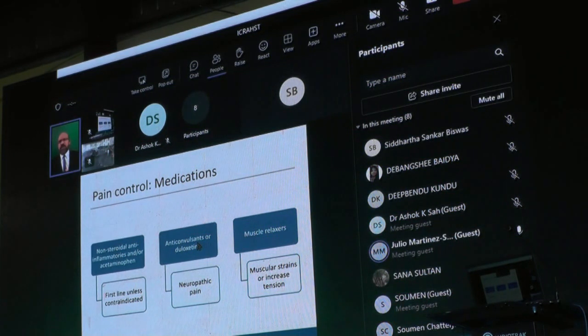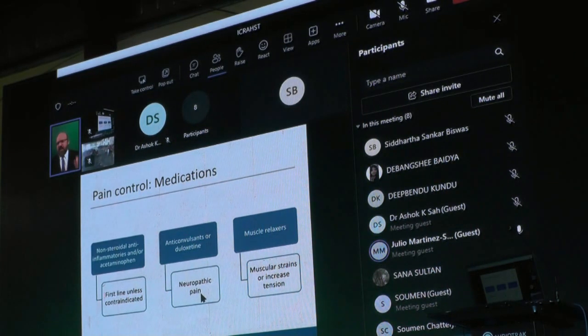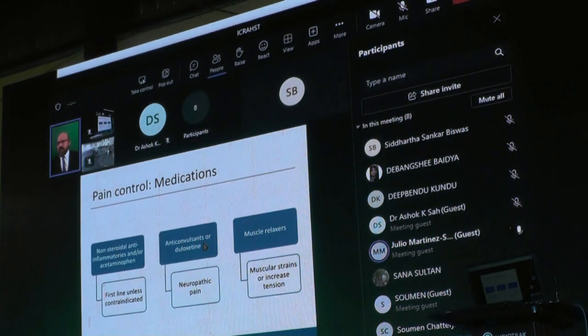You can use anticonvulsants or duloxetine if you know that the patient has neuropathic pain, that radicular pain with burning, tingling, numbness. You can also use muscle relaxers if the patient has a muscular injury, muscle strain, or increased muscle tension. We need to keep in mind that muscle relaxers, antidepressants, or anticonvulsants can cause sedation, so in older patients that have a high risk of falls, we need to be very careful.